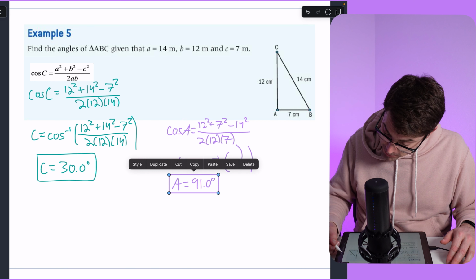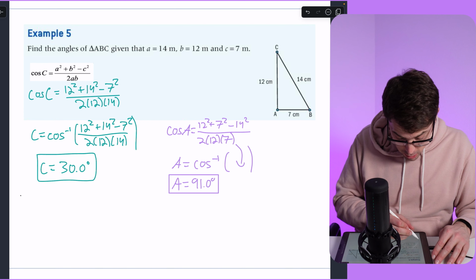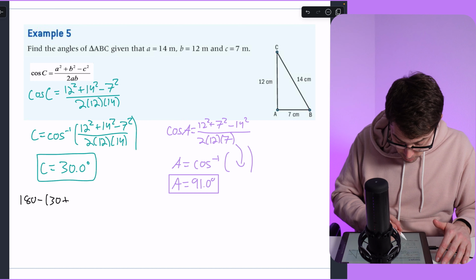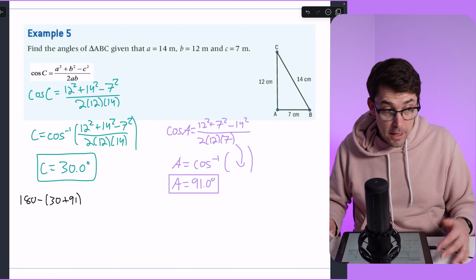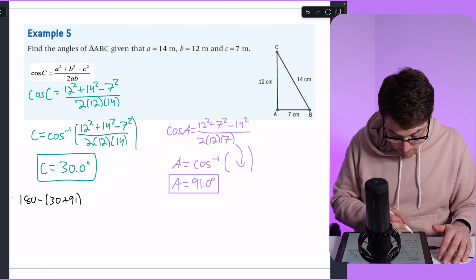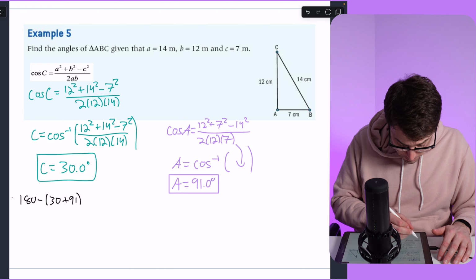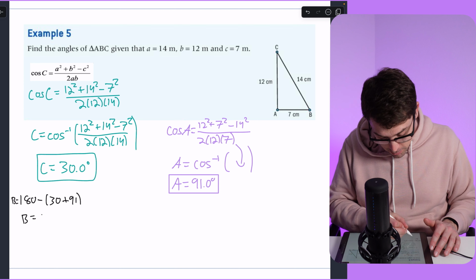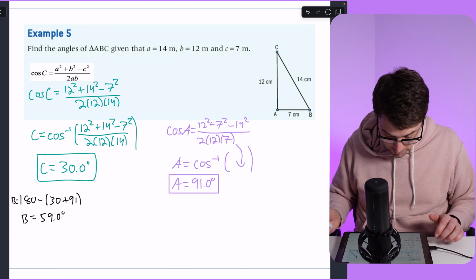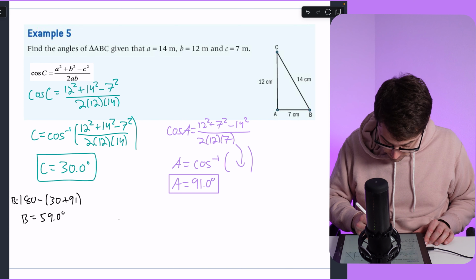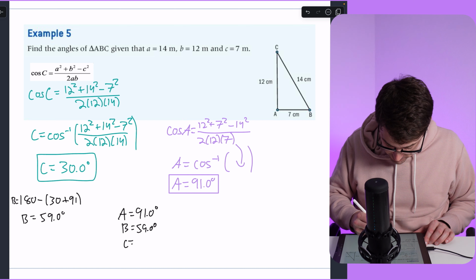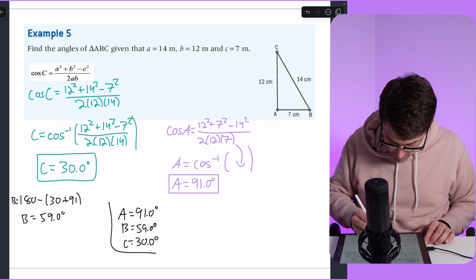Now, the good news is that once you find two angles, you don't have to do this rule again. You can just subtract the sum from 180 because, again, all interior angles in a triangle must add up to 180. So what that would give you is an answer for B, right, B is going to be equal to 59.0 degrees. So in order to make my work all nice, I'll write that A is equal to 91.0 degrees, B is equal to 59.0 degrees, and C is equal to 30.0 degrees, and I'll box my answer.